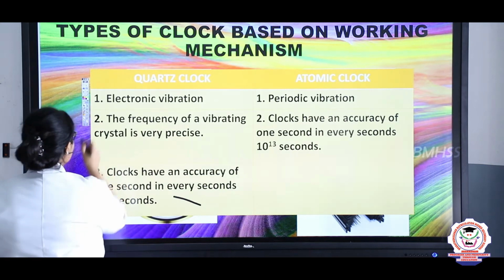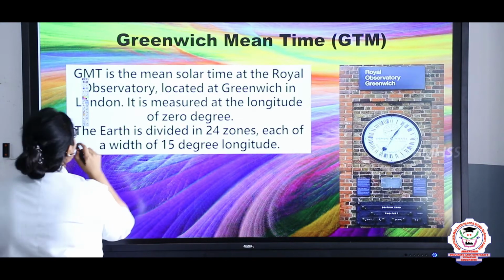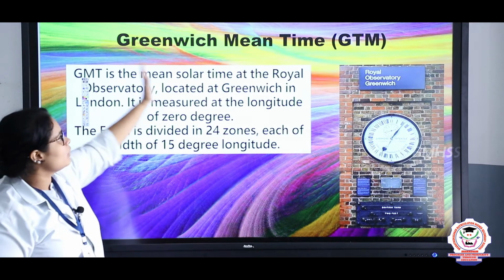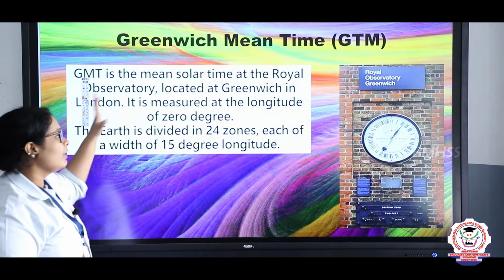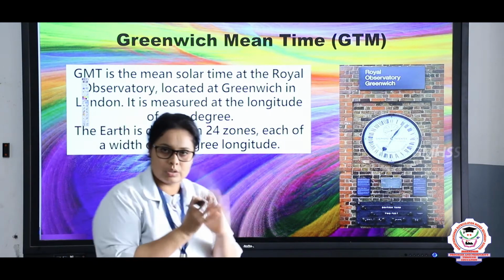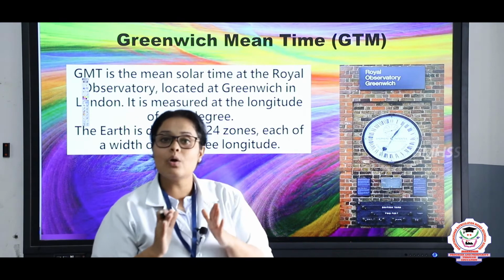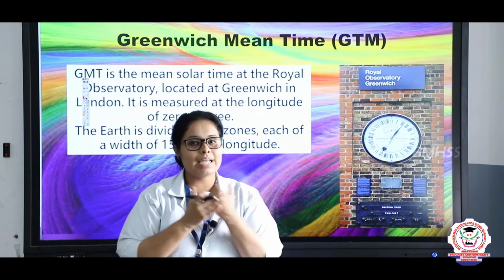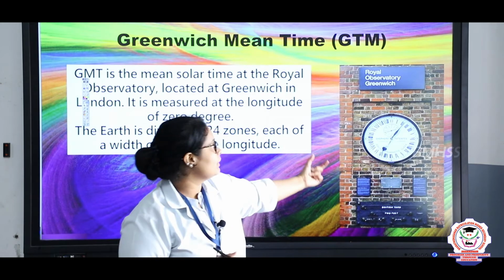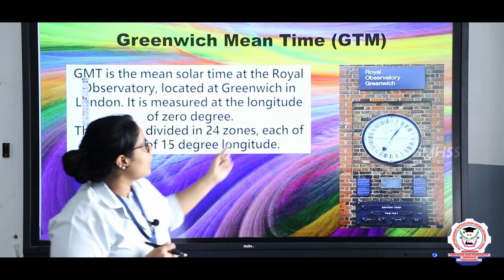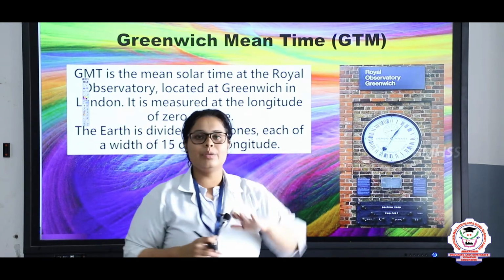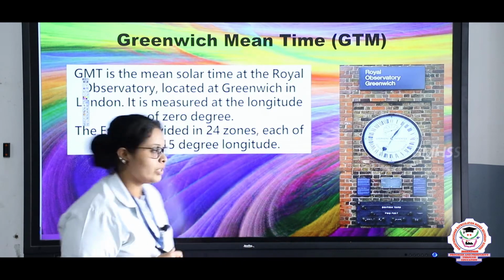Now, let's see in the second figure. Here you can see Greenwich Mean Time. Greenwich Mean Time has a particular clock. According to that clock only, all over the world the time is being fixed. So, that is known as a fixed clock. It's also known as Royal Observatory Greenwich. Greenwich is a place, okay children.